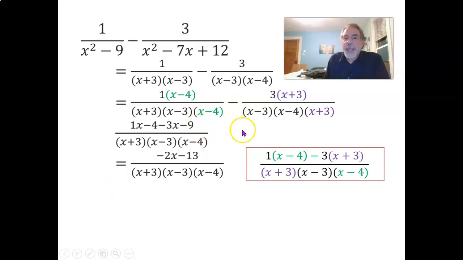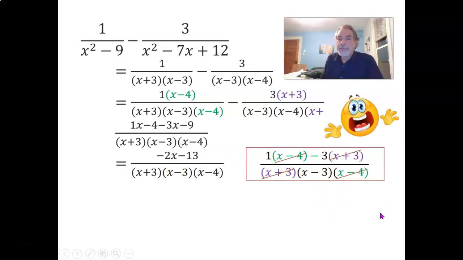Now, warning, one mistake I sometimes see people make with a problem like this one is once you've got your common denominator here and you combine these, it's all over that same denominator, and the numerator would be this numerator here minus this numerator here: 1 times x minus 4 minus 3 times x plus 3. So far, so good. But then what I see people try to do sometimes is, ooh, there's an x minus 4 on top and on the bottom that I can cancel out, and there's an x plus 3 on top and on the bottom that I can cancel out, and then you're just left with 1 minus 3 over x minus 3. Wrong.